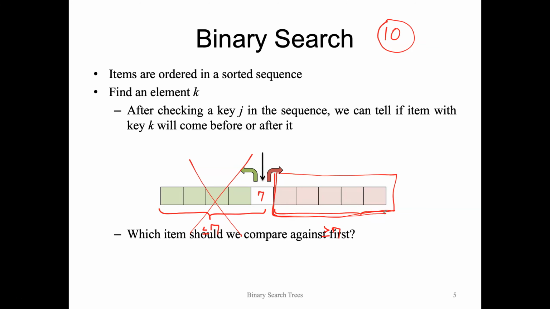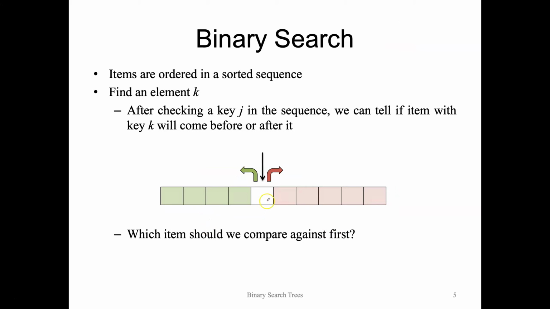So the only question is, which of the n items we have should we compare against first? The answer is we want to pick the middle, because if we choose the middle item and compare against it, then no matter which side we end up going on, even in the worst case, none of these are larger than half the size of our original array. So we've essentially broken our array in half.